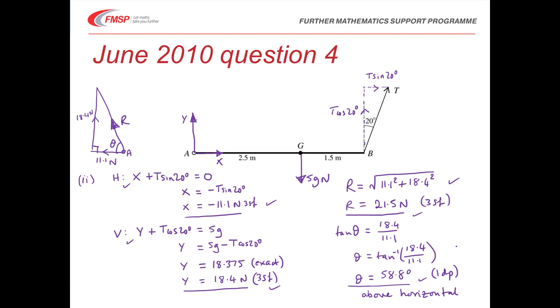And just to say that this isn't the only possible method to use to find the magnitude and direction of the reaction at the hinge. So if you used a different one, just check with the published mark scheme to see if yours would score full marks.